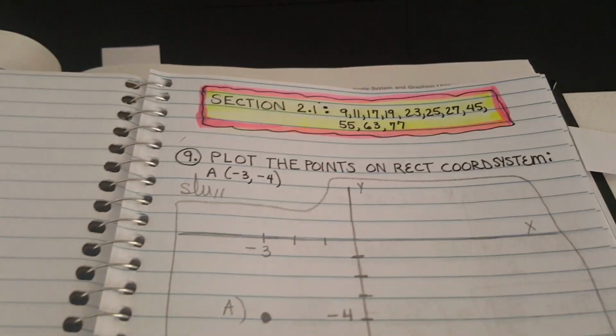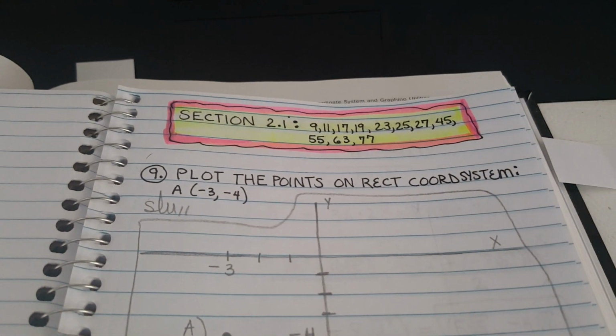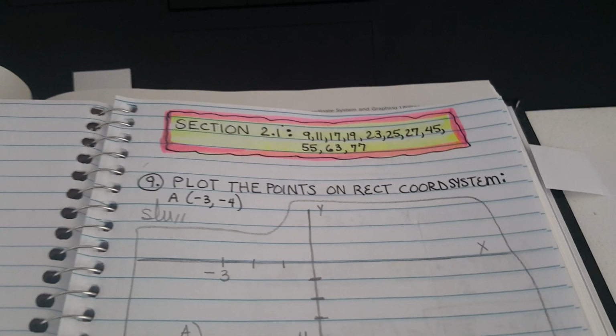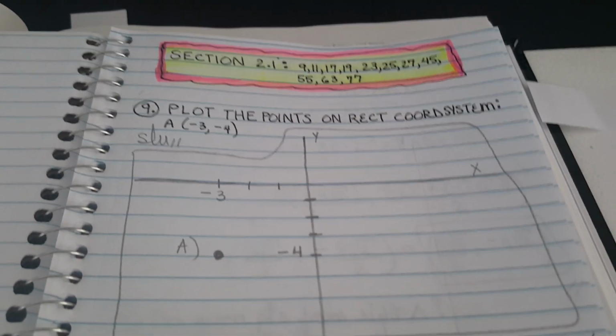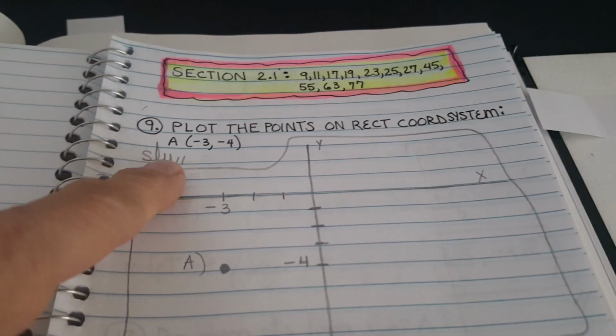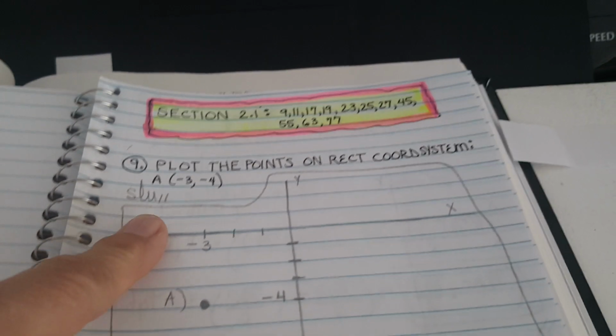You write it at the top in the back page section of your notebook, and the section number and all the problems that you're going to do and highlight it. Starting with number 9, I wrote down every word of the instructions, and then I wrote SLU, which is my way of saying solution. I'm about to write up the solution.